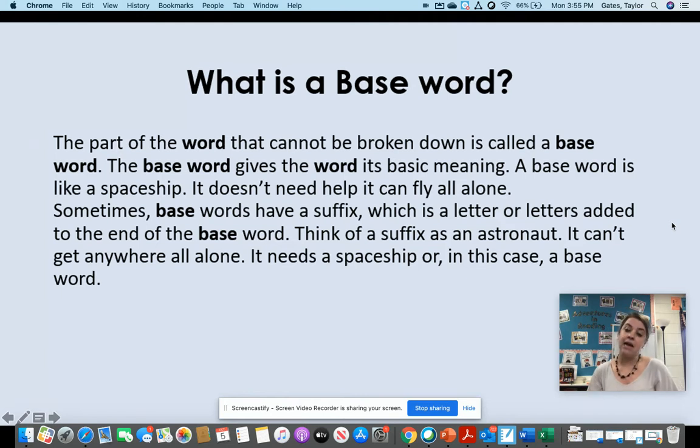But sometimes a base word has a suffix added to it, which is a letter or letters that are added to the end of the base word. Okay? I want you to think about these suffixes as an astronaut. An astronaut wants to get into space too, just like that spaceship, but it cannot do it alone. It can't just jump and end up in space. It needs the spaceship, or in this case, the base word, to help it do its job. Okay?